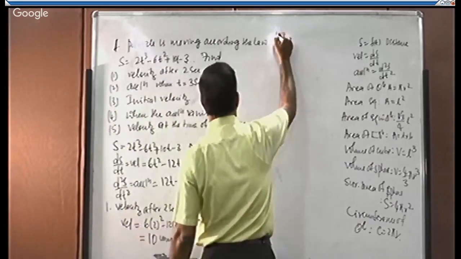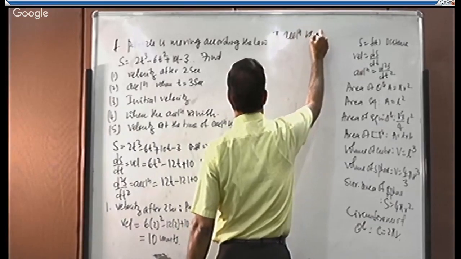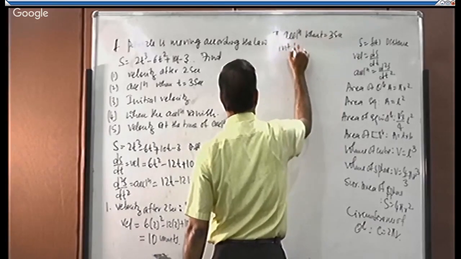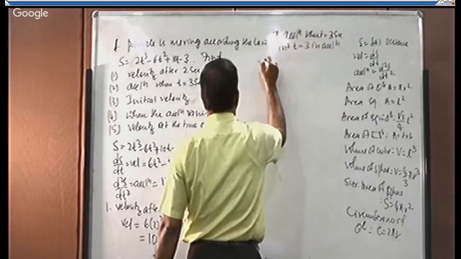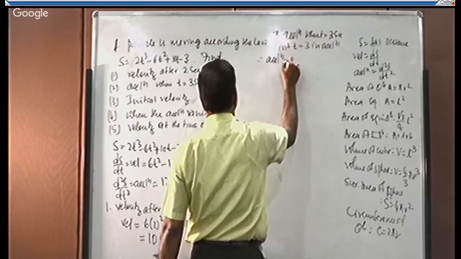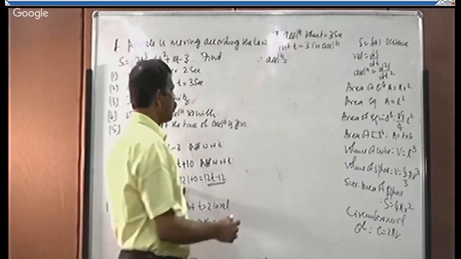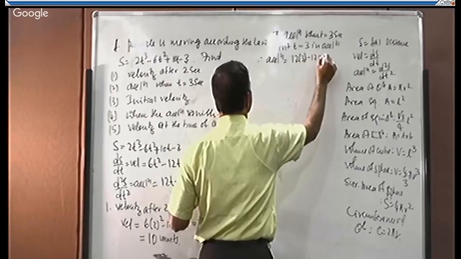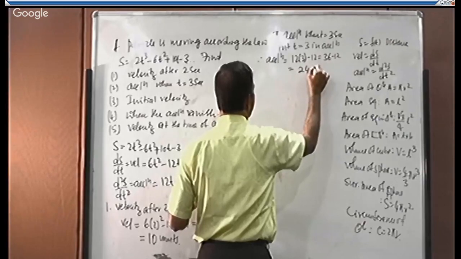Second part. What is second part? Acceleration when t is equal to 3 seconds. Correct? Put t is equal to 3 in acceleration. Acceleration is 12t minus 12. 12 into 3 minus 12. 12 into 3, 36, minus 12, which is equal to 24 units.